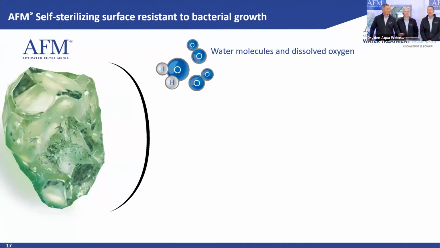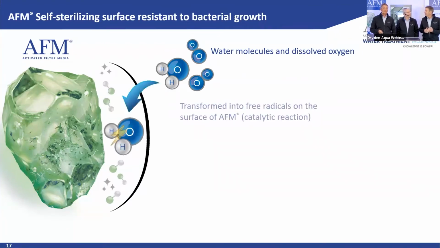So how is AFM bioresistant? How does this work? We mentioned a couple of minutes ago, we use only green and brown glass. This is very important because green and brown glass contain metal oxides, chromium oxide, iron oxide. And on the surface of the grain, there's a catalytic reaction that takes place, where these metal oxides react with oxygen in the water. And this forms small amounts of free radicals. This is what you see here. These are the hydroxyl radicals.